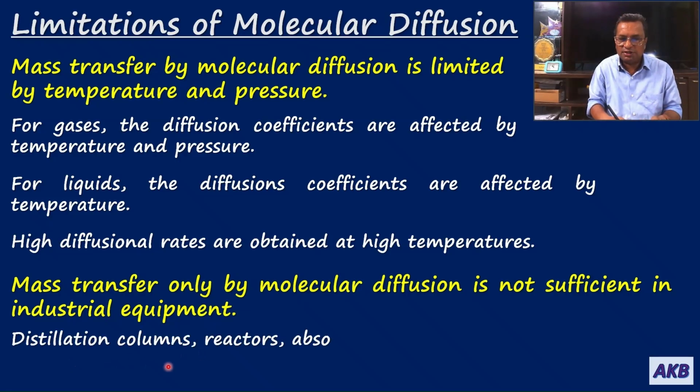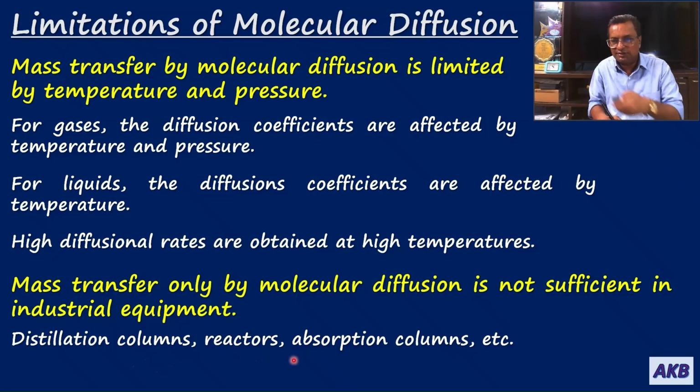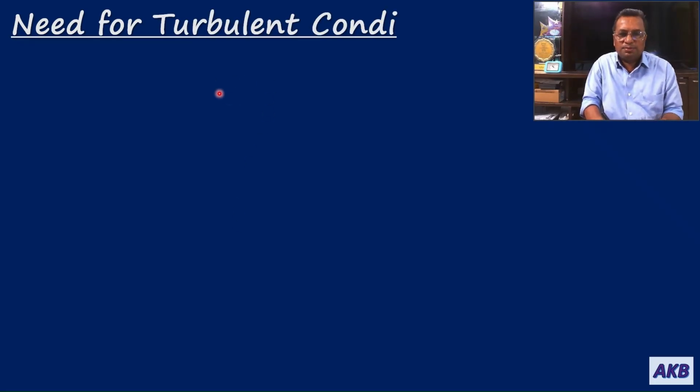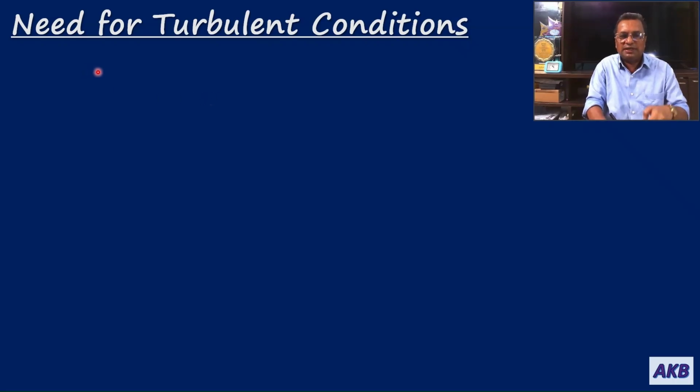For example, distillation columns, reactors, absorption columns, etc. These are various industrial mass transfer equipment, and we need turbulent conditions in this equipment. That's why only molecular diffusion is not desirable, not preferred in these equipments. Now, after knowing the limitations of molecular diffusion, let us understand why there is a need for turbulent conditions in those mass transfer equipment or in industrial mass transfer operations.